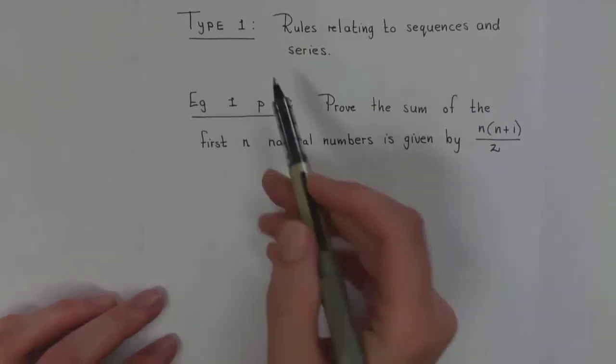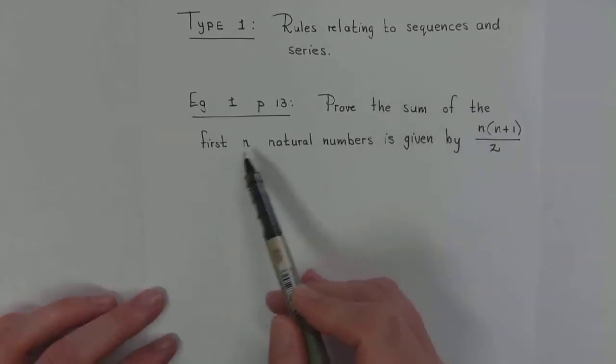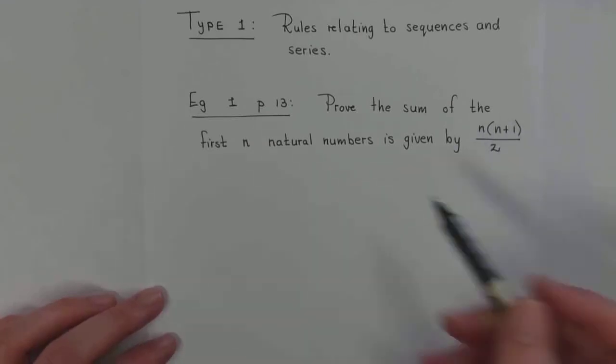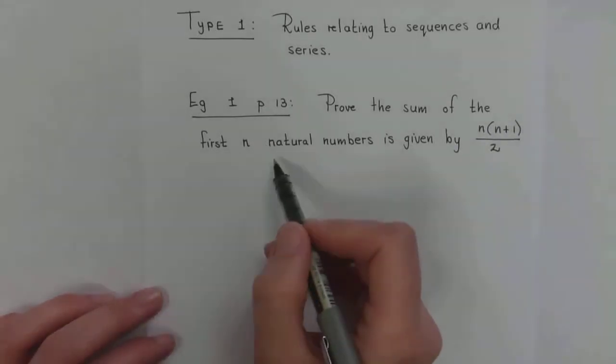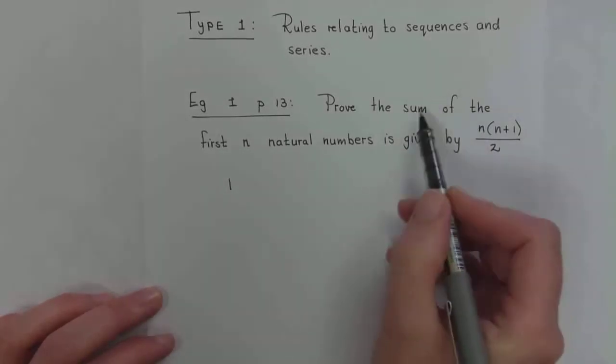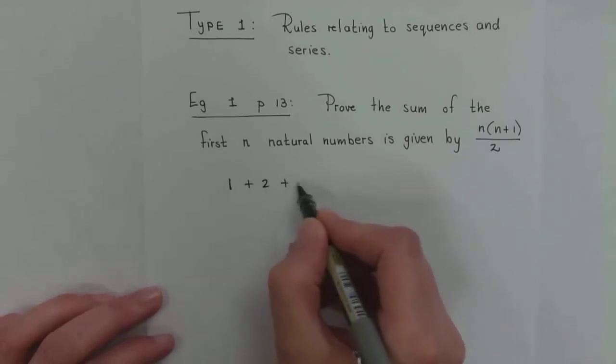So in the textbook on page 13, example 1, it says, prove the sum of the first n natural numbers is given by that formula. So let's just first write it out. So what they're saying is the first n natural numbers. Now the natural numbers start at 1. And they're saying the sum of these natural numbers. So 1 plus 2 plus 3.